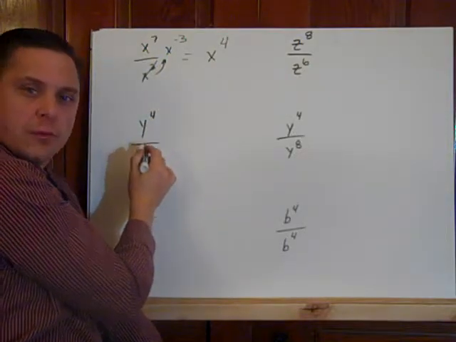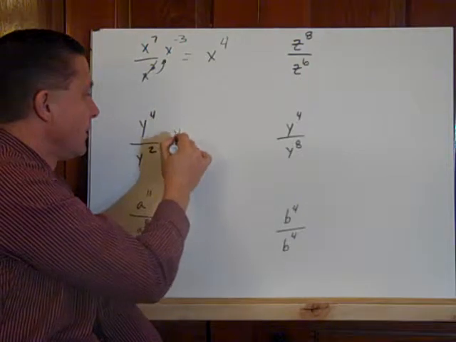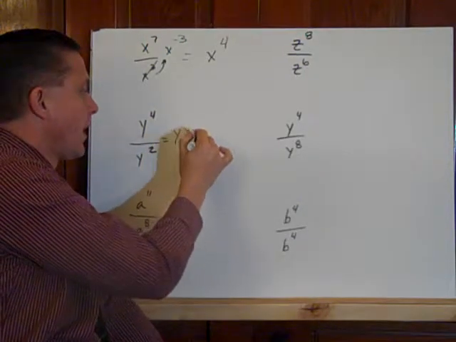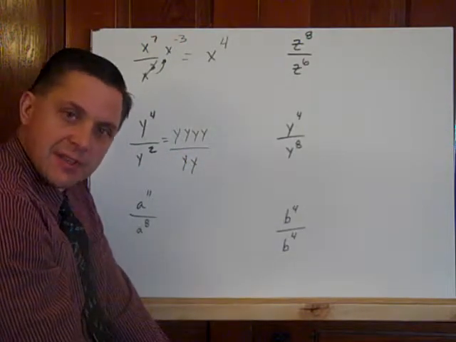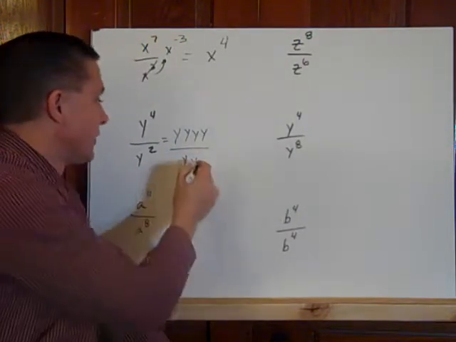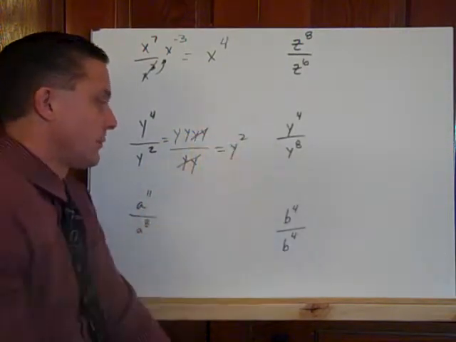And here's another example, y to the 4 over y squared. Well, since this is one term, and this is one term, I can do this. I can say this is equivalent to yy over yy. I have multiplication in top and bottom, therefore I can do cancellation, and I get y squared.